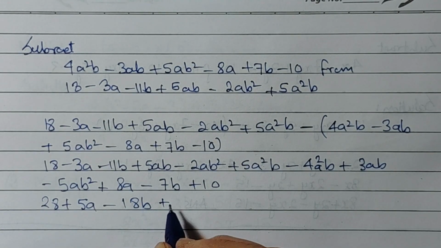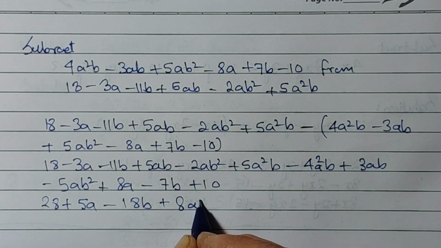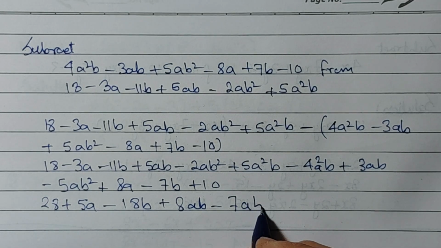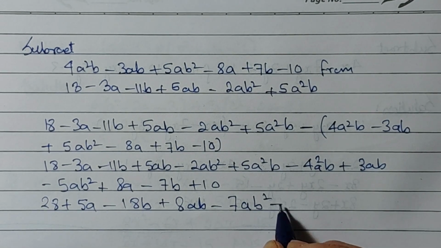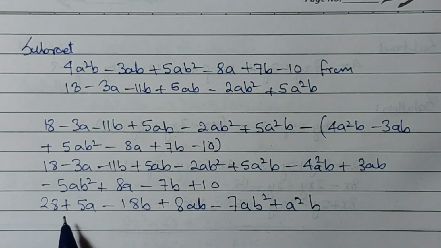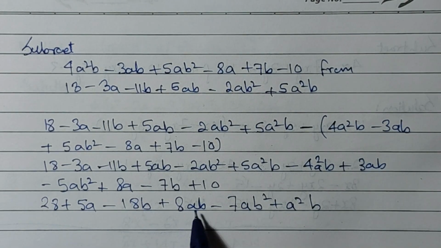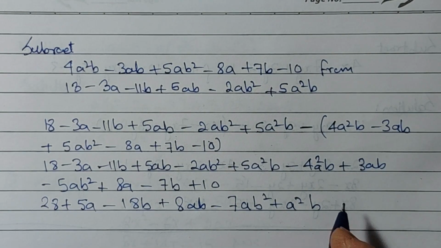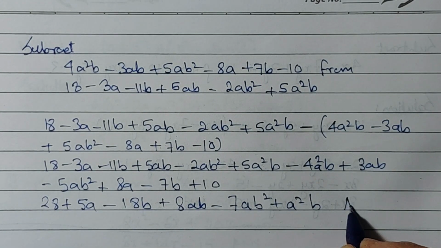Then plus 8ab, minus 7ab² plus a²b. First we will handle the term of constants, then a, then b, then ab terms will be handled, then a² terms will be handled. So this is the answer.